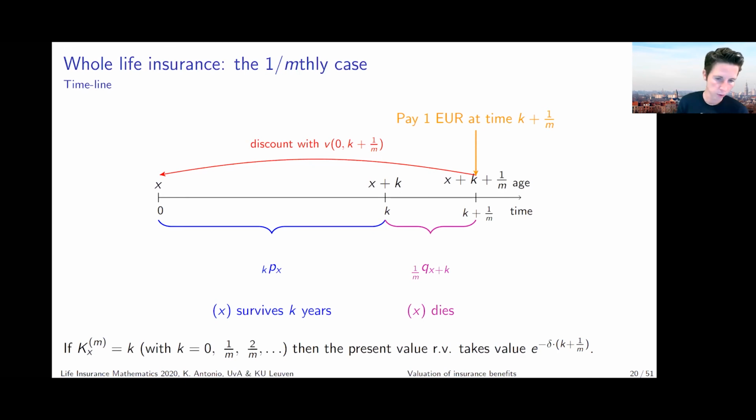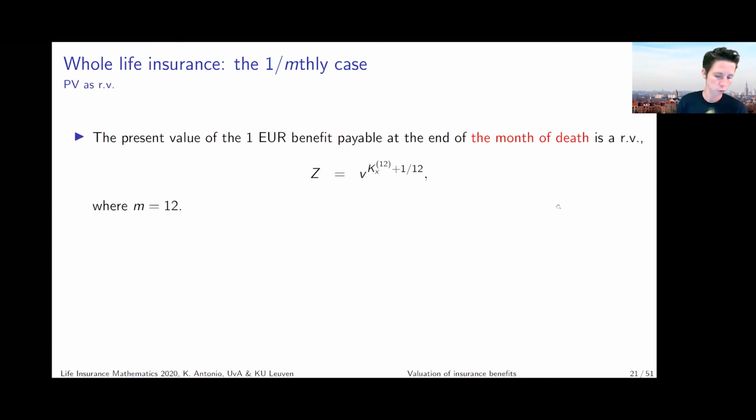If K_x^(m) is equal to k, be aware that k runs here over 0, 1 over m, 2 over m, etc. Then the present value random variable takes the value e to the power minus delta multiplied with k plus 1 over m. Yeah? So don't forget the plus 1 over m. That's the same as the k plus 1 that we had in the annual setting, right? We will pay the benefit at the end of the month, at the end of the quarter, at the end of the semester.